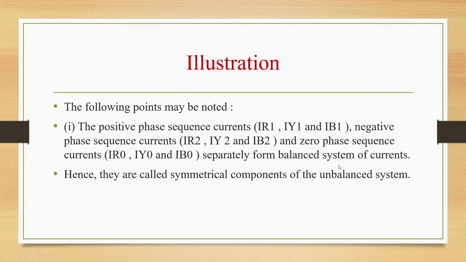First, the positive phase sequence currents, that is IR1, IY1 and IB1, the negative phase sequence currents, that is IR2, IY2, IB2, and the zero phase sequence currents, that is IR0, IY0 and IB0, separately form balanced systems of currents. Hence, they are called symmetrical components of the unbalanced system. So, what we are saying here is that they are called symmetrical components of the unbalanced system.